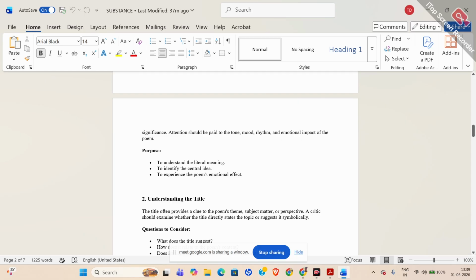Attention should be paid to the tone in which the poem is being written, the tone in which the readers are being addressed by the poet, the mood of the poet, whether it is joyful or sad or anxious or anything like that, or he is writing in a kind of an angry mood. Rhythm is of course very important in poems. The emotional impact of the poem, its emotional depth.